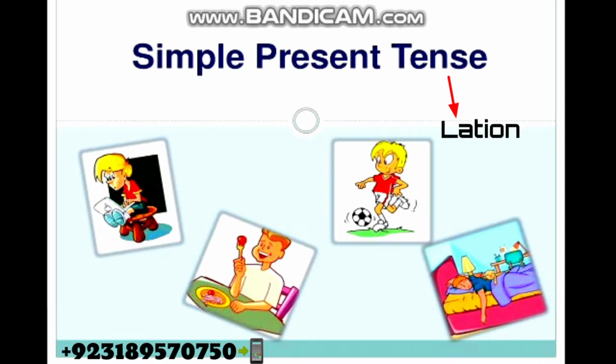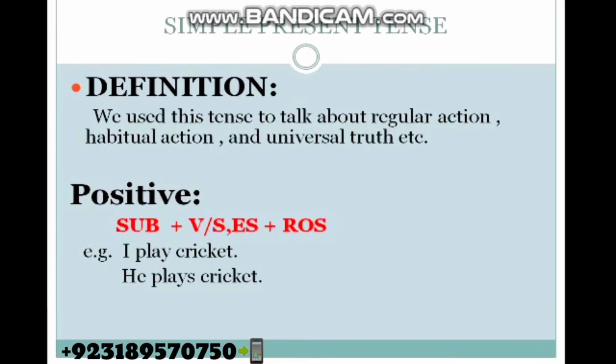So what is tense? Tense was taken from the Latin word tempus, which means time. Okay, so what is present tense? The definition of simple present tense is we use this tense to talk about regular action, habitual action, and universal truth. There are three main things mentioned: regular action, which means daily action; habitual action, which relates to your habit; and universal truth, like facts and reality and generalization.